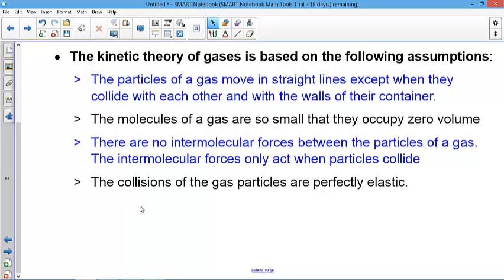The last point is that the collisions of the gas particles are perfectly elastic. And what is meant by that is that when the particles of a gas collide, the total kinetic energy that they were having before they collided will be equal to the total kinetic energy that they will be having after they've collided.